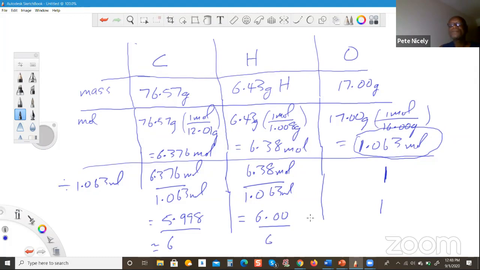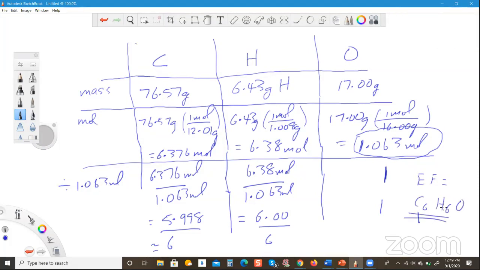So therefore, the empirical formula will be equal to C6H6O, and that will be the empirical formula for phenol. All right, so it's very similar to what we did in the previous example.